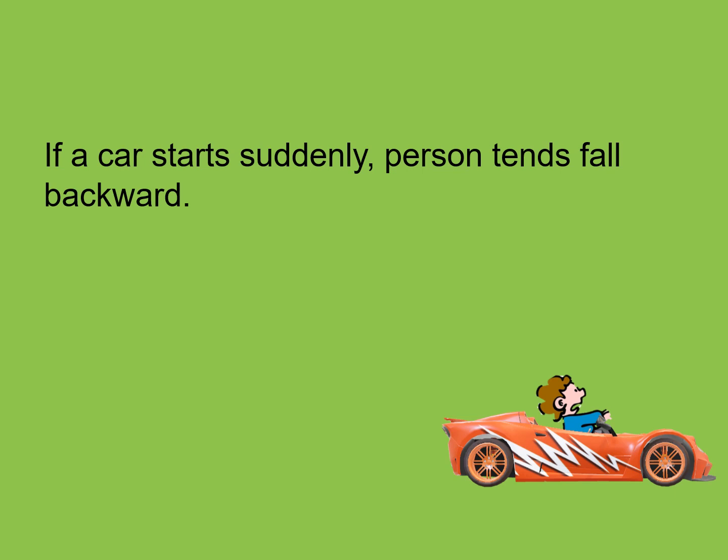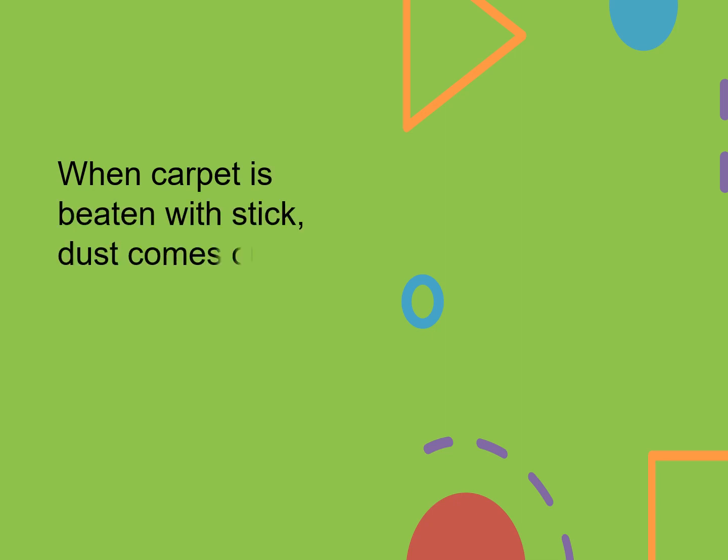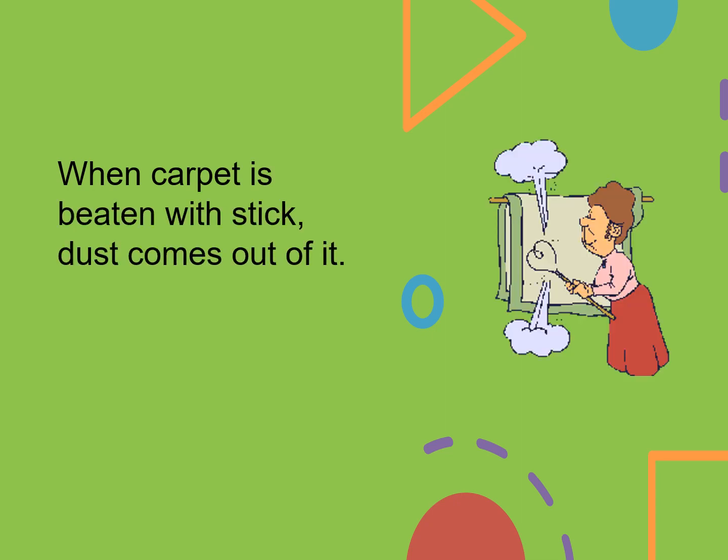If a carpet is beaten, dust particles come out of it, as the dust particles are at rest, that is, having inertia of rest, and the carpet is in motion. That is why the dust particles come out.